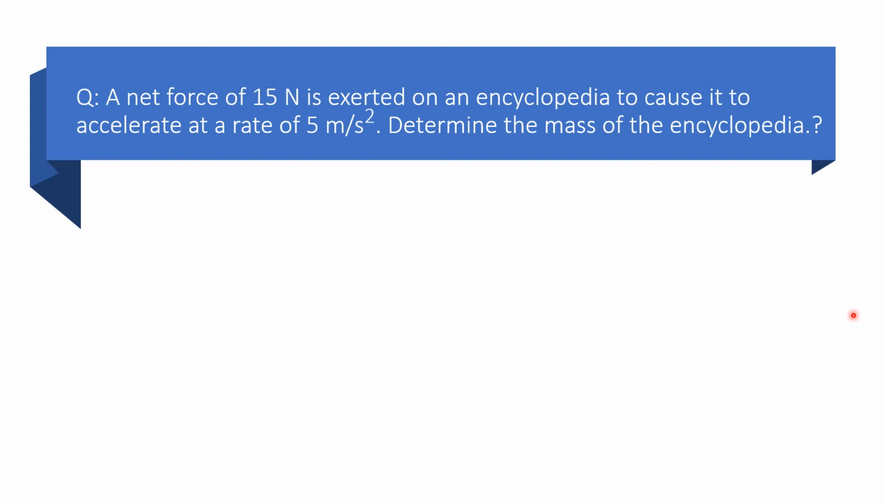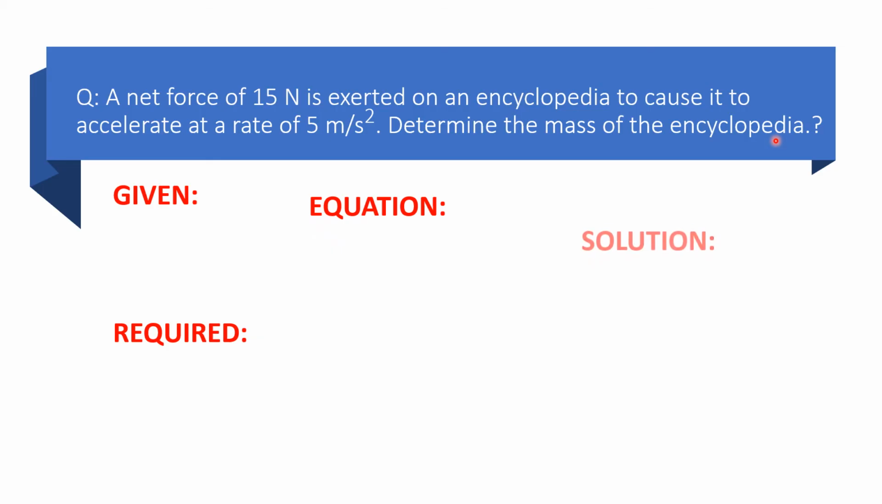I read the problem first. A net force of 15 Newton is exerted on an encyclopedia to cause it to accelerate at a rate of 5 meter per second squared. Determine the mass of the encyclopedia. Again, we will find the given, required, equation, solution, and then the answer. For the given, we have here numbers. Obviously, these are the given. So we have 15 Newton and 5 meter per second squared.